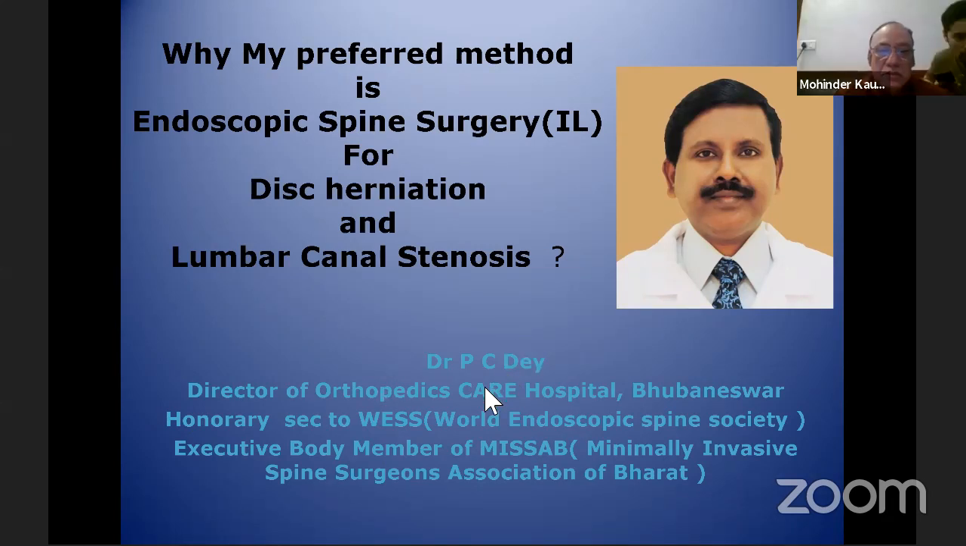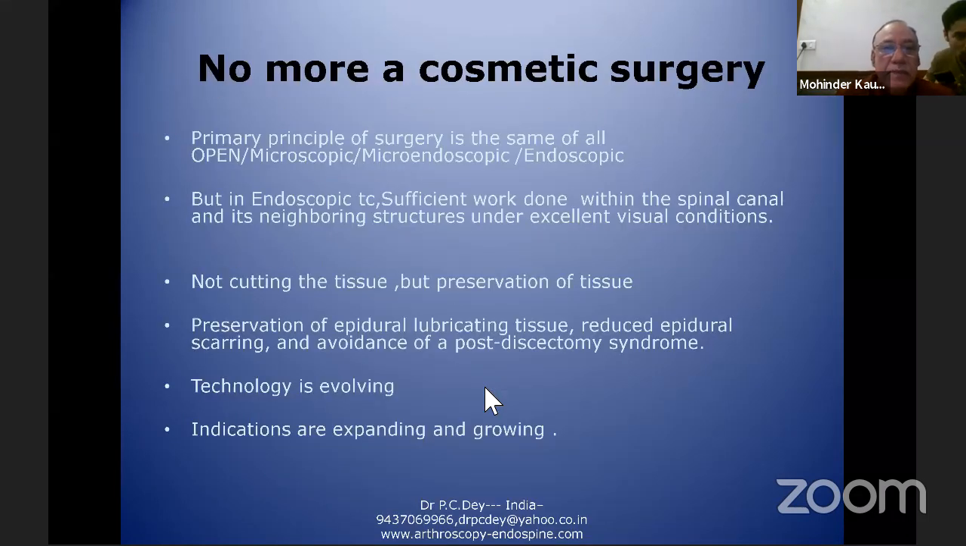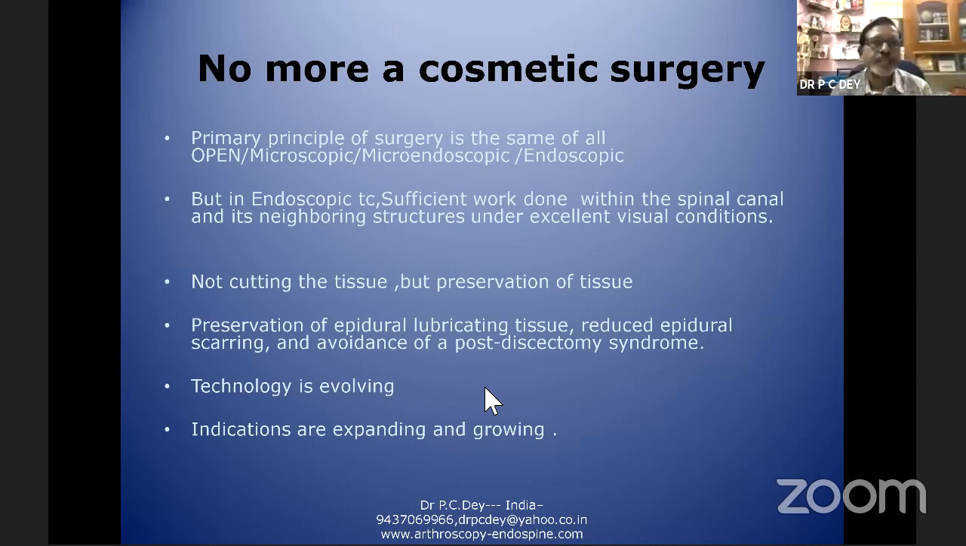I don't know how my slide will run. Okay. What problem are you facing? How to proceed with the slides?